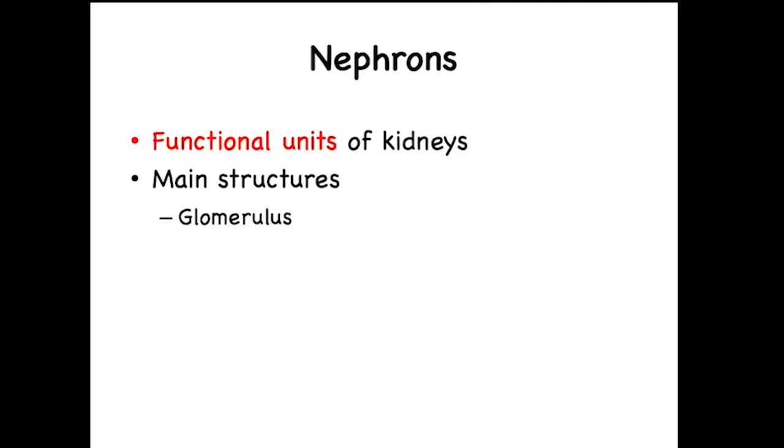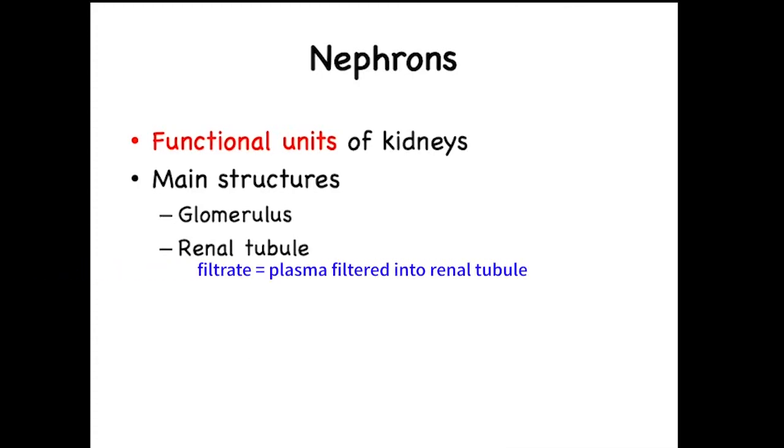The glomerulus is a highly fenestrated capillary bed. Filtration, the first step in urine formation, moves protein-free plasma from the glomerulus into the second main structure called the renal tubule. Once the protein-free plasma is within the renal tubule, it is called filtrate.